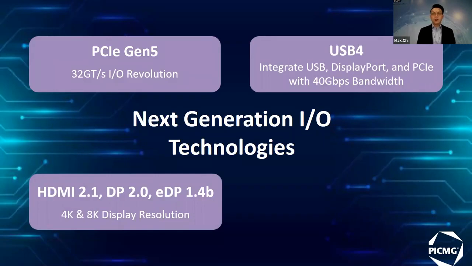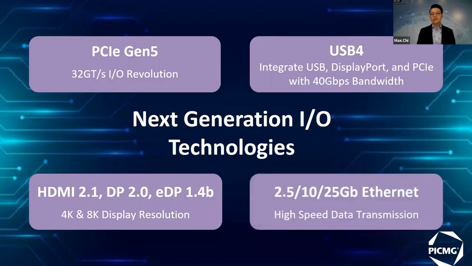Next is display. The new HDMI 2.1, DP 2.0, and eDP 1.4b allow displays to be extremely high resolution, like 4K, 8K, and even the coming new higher resolutions. The last is Ethernet. 1 gigabit Ethernet is not enough now. So higher speeds, like 2.5 gig, 10 gig, 25 gig, or even 100 gigabit Ethernet are coming to meet the requirement of high-speed data transmission.